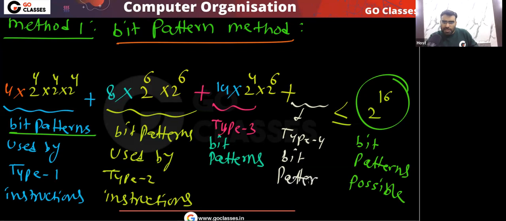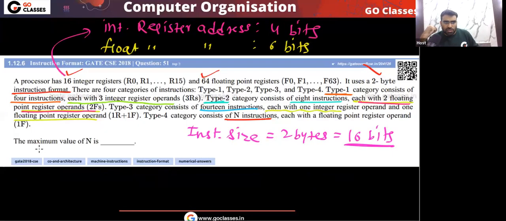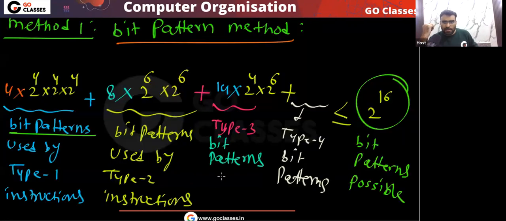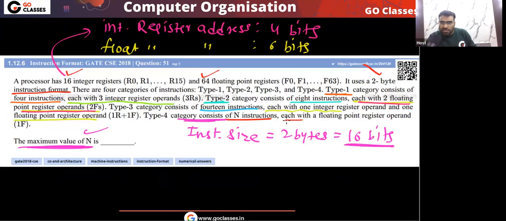How many bit patterns are consumed by type 4 instructions? You can see we have this many type 4 instructions. Remember, n is the total number of type 4 instructions. If you see a particular type 4 instruction, how many bit patterns will it consume?